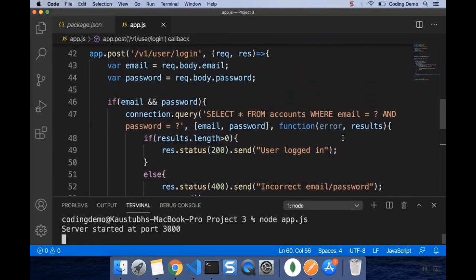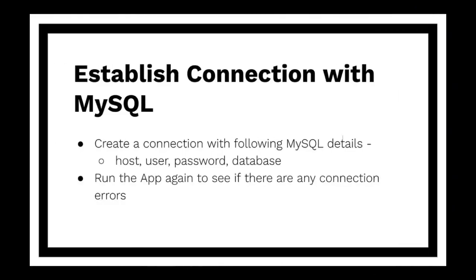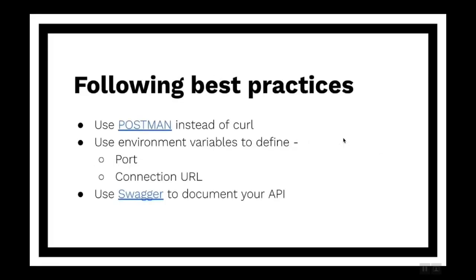Okay, so perfect. That was the user authentication application that we wanted to build using ExpressJS and MySQL. So that is it. We covered the sign up as well as the login aspect of it. You can use the environment variables to define port and connection URL, and use Swagger to document your API like we discussed in the last session. So that actually covers our Node.js project in detail.